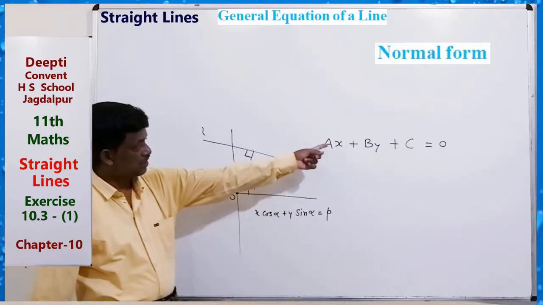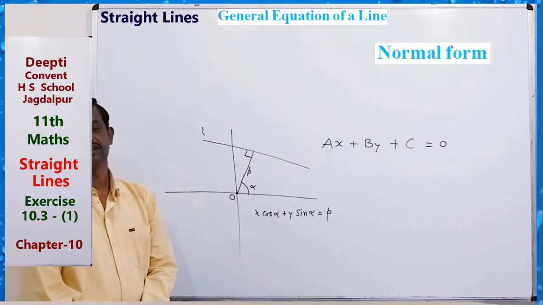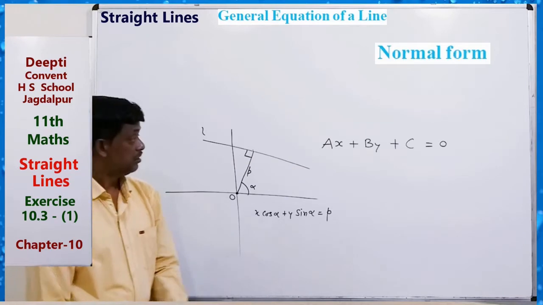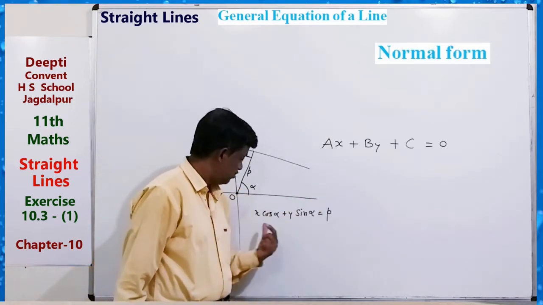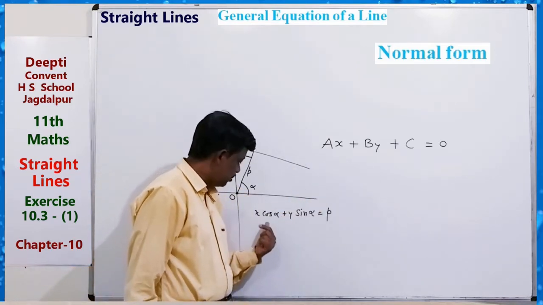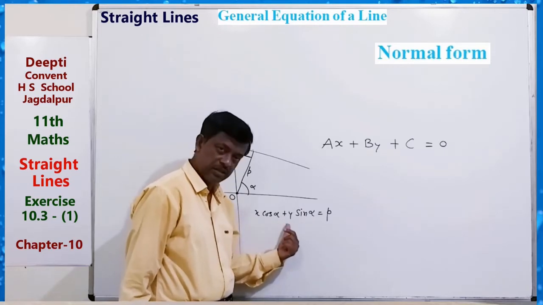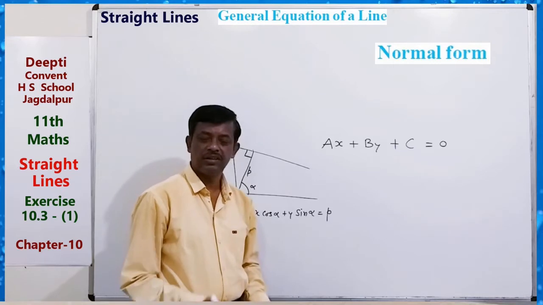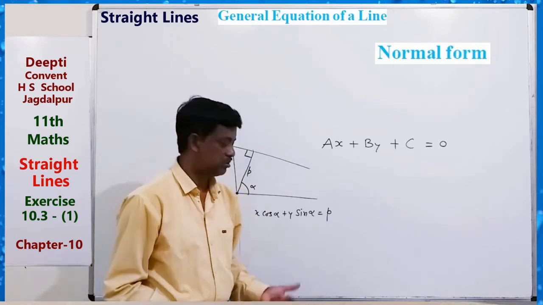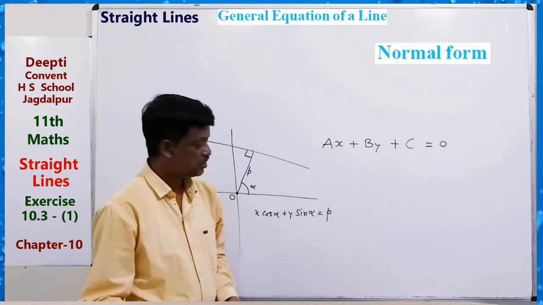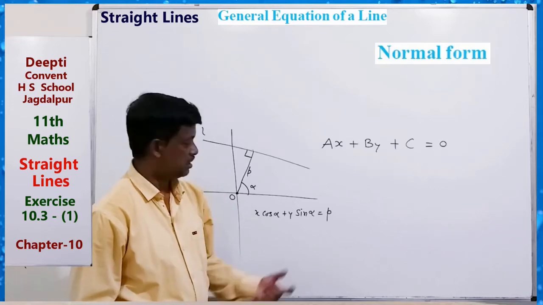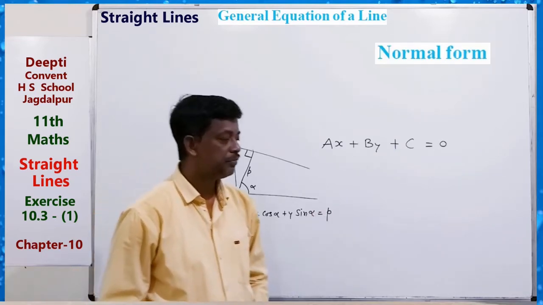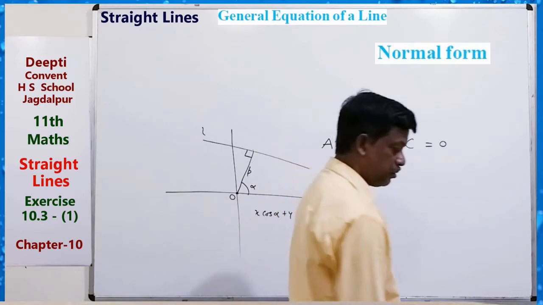So we can convert it to the normal form. How? Here we see the coefficient of x and the coefficient of y are cos alpha and sin alpha, and the sum of squares of them is equal to 1. Cos square alpha plus sin square alpha equals 1. And the right hand side has some constant. Okay.